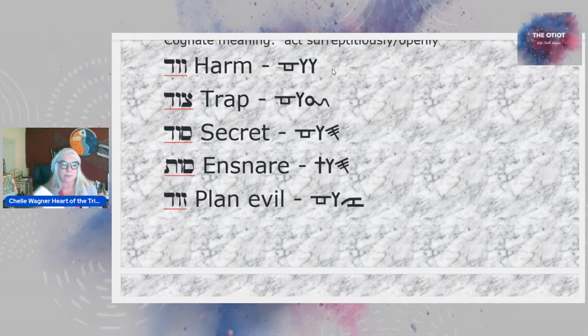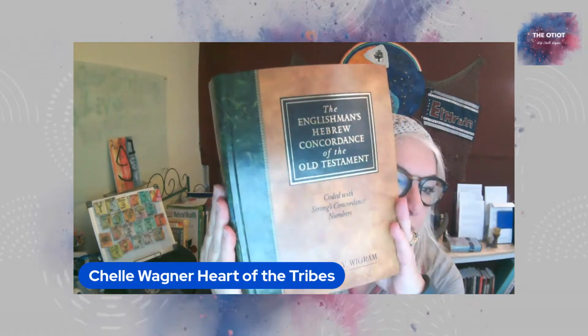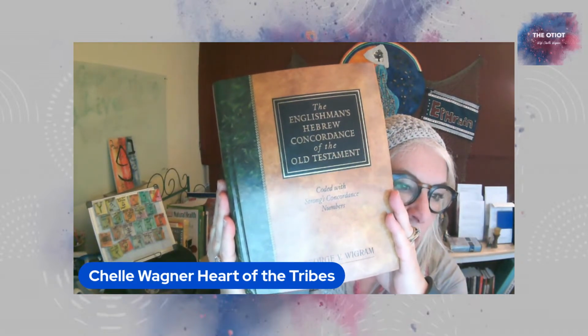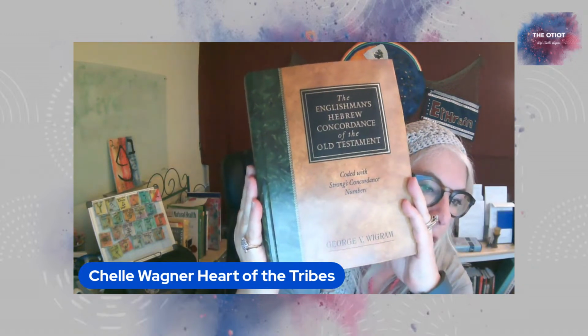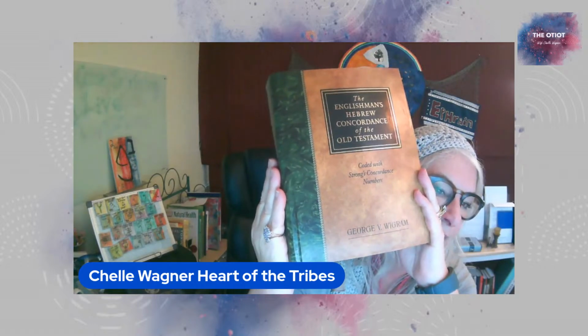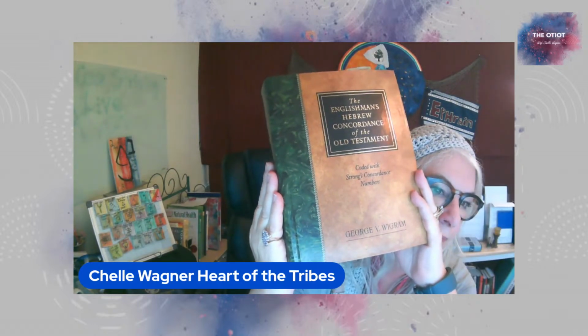So the second book is, and maybe somebody can find a link, called The Englishman's. Let me remove my screen so you guys can see it better. All right, this is it. It's called The Englishman's Hebrew Concordance of the Old Testament, coded with Strong's numbers, by George V. Wigram. It is a huge reference book.